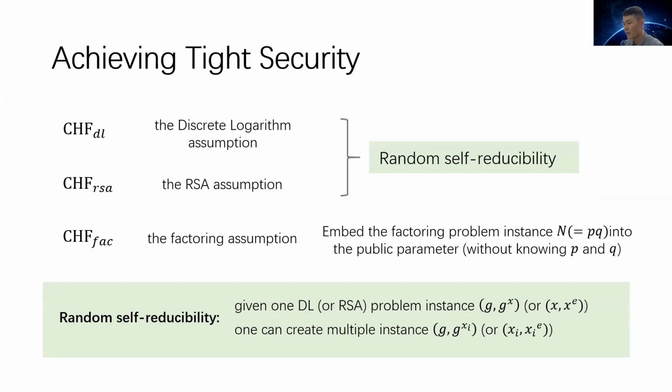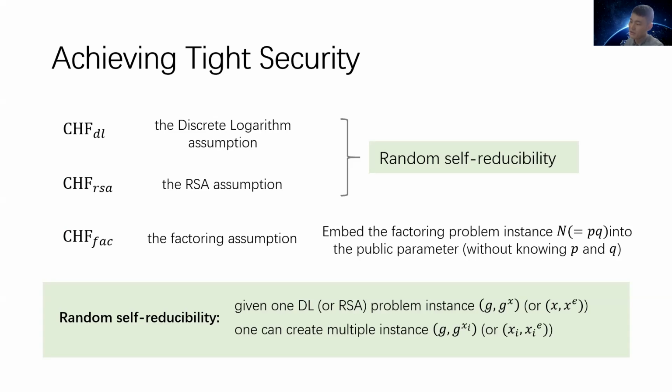Intuitively, the DL problem and RSA problem are random self-reducible. That is, given one DL problem instance, g to x, or RSA instance x to e, we can create multiple instances, g to xi, or xi to e, so that the DL problem and the RSA problem can be embedded into the hash keys of all users.